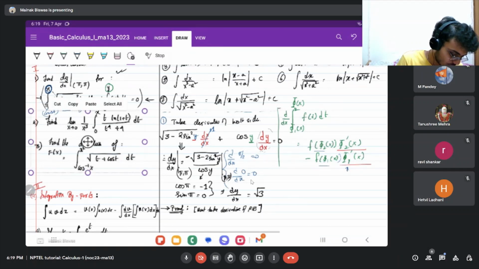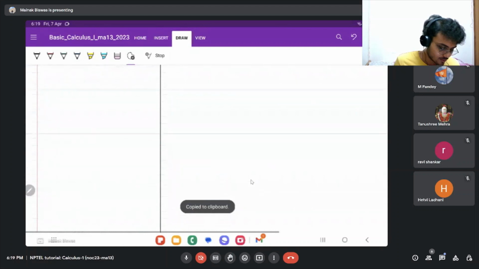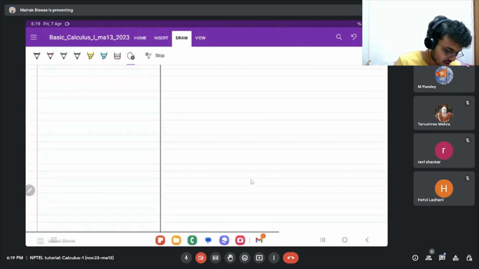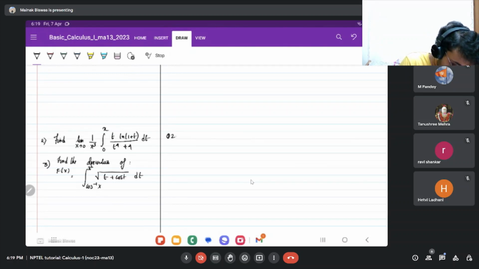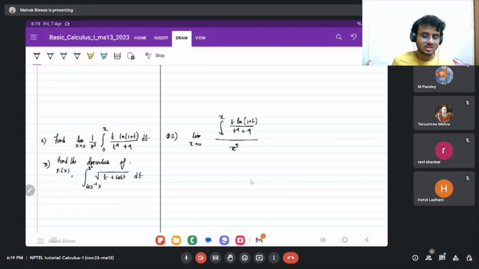So I'll just copy these two questions and I'll solve them now. Let's solve them one at a time. So let's solve the first limit question, question 2. You have the limit of the form integral from 0 to x of t log of 1 plus t, by t to the power 4 by 4, by x cube. Can anyone tell me what form this limit is of, and why? Sir, it's 0 by 0 form.